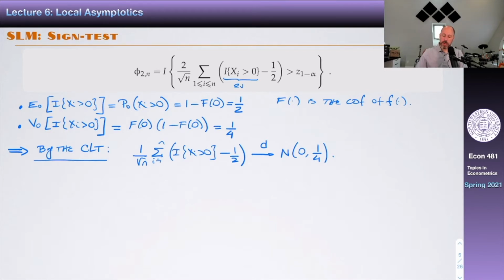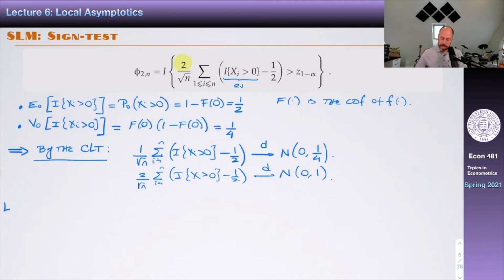And now you see why we have these 2 over here, because if you just take the 1/4, as a square root divided by 1/2, then you have the 2 on top. And so, in other words, 2 over square root n, sum from 1 to n of this, converges in distribution to a normal 0, 1.